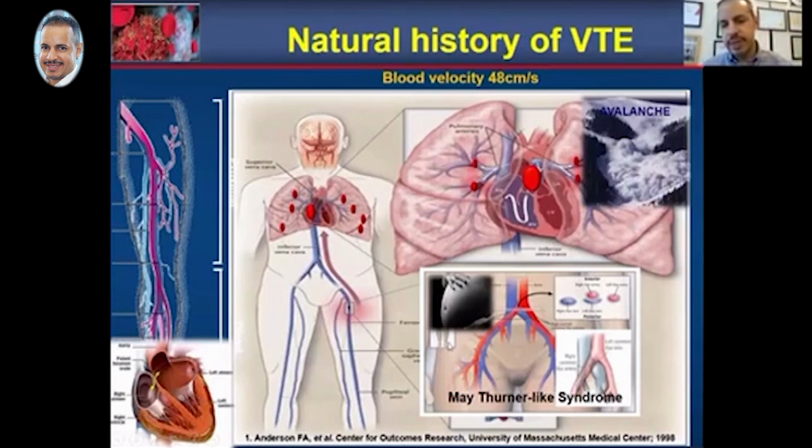I remember for VTE in pregnancy, the most common leg affected is the left leg, because the right iliac artery crosses the left iliac vein, and we call it May-Thurner syndrome.